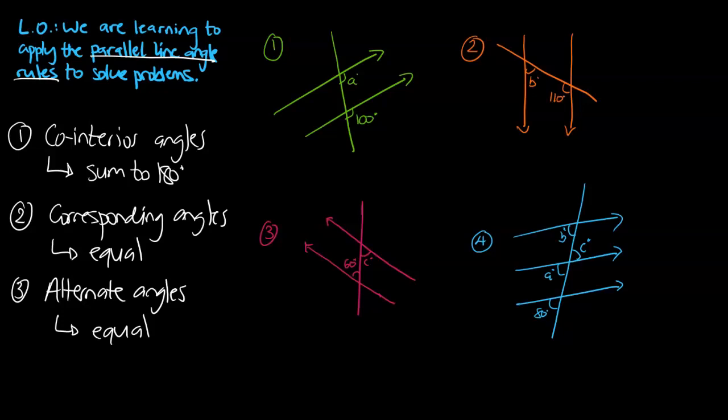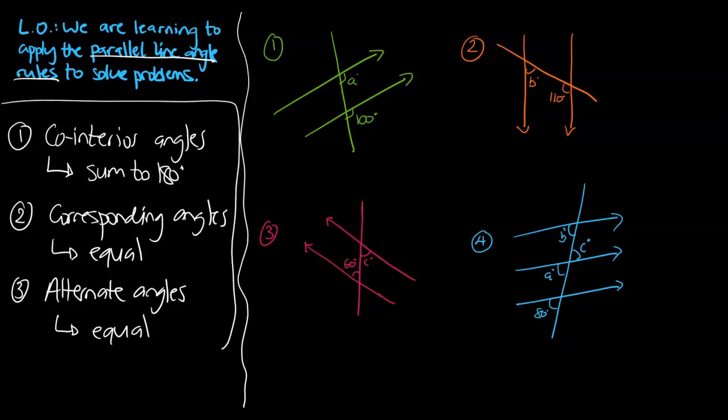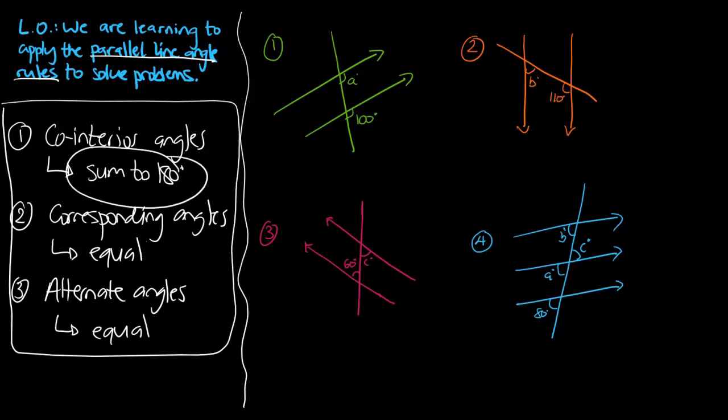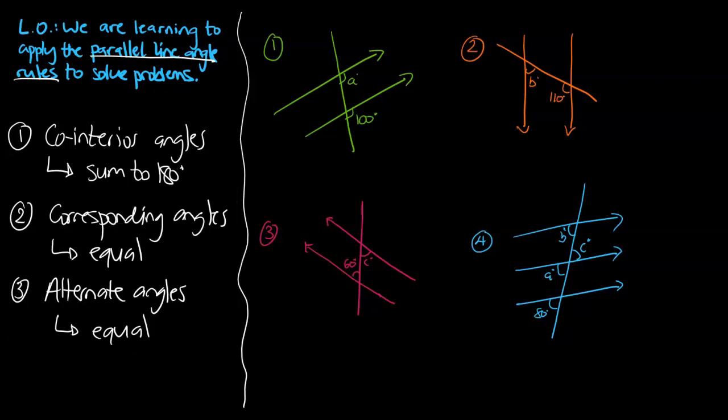So we've got four questions. I'll draw a squiggly line to separate those. The most important part of any question is figuring out which of these three angle types the angles I'm interested in are. Once you know that, you can then apply the rules, either the 180 or equal, to figure out what the missing angle is. Let's jump into question one.